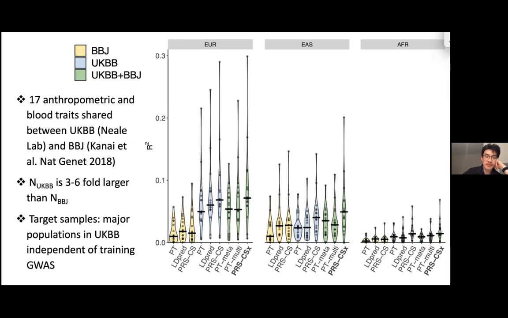And then when we predict into the UK Biobank African samples, the target population didn't match any of the discovery sample, the Biobank Japan sample or the UK Biobank sample. And both the European and East Asian samples are genetically distant from the African samples. So in this case, the improvement in predictions was again limited. And the predictions in the African population remain quite low relative to the predictions in European and East Asian populations.